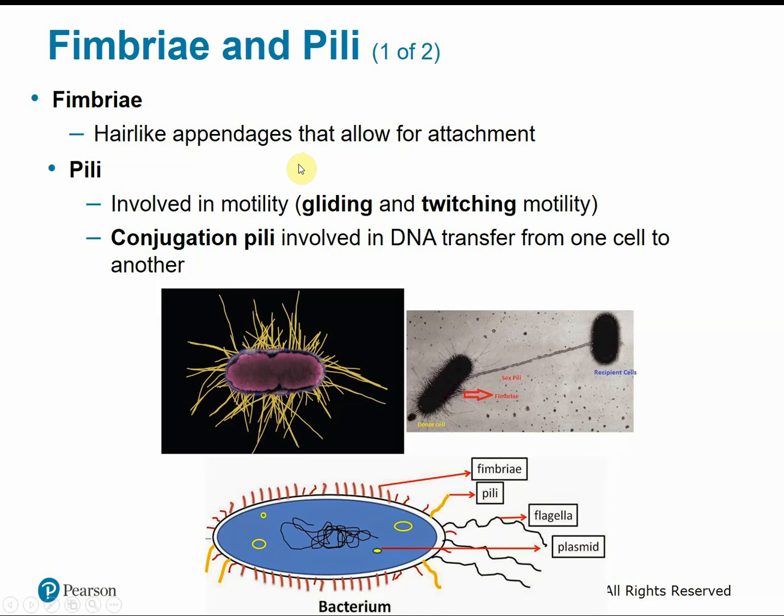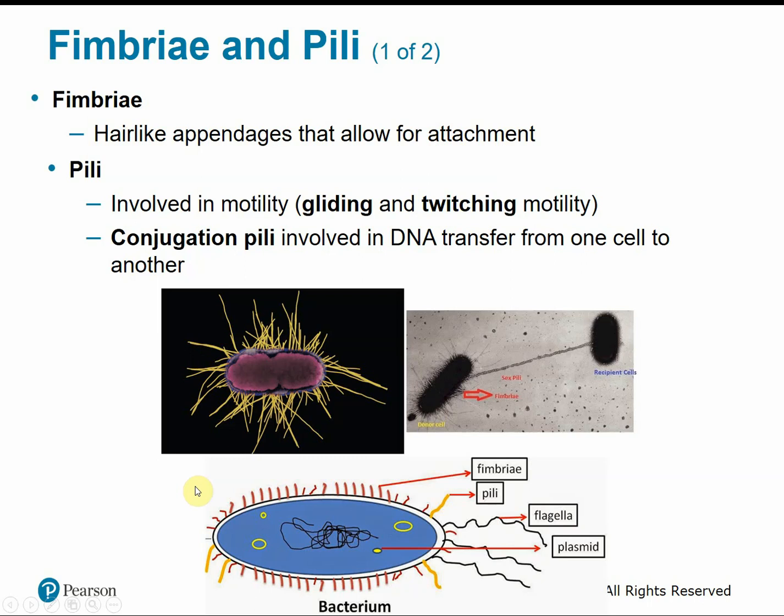Fimbriae and pili are some other cellular extensions of prokaryotes. Fimbriae are the longer hair-like appendages that allow for attachment. So they make the cell more spiky. Think of those little spiky balls that stick to your pants leg. These help with attachment to form biofilms attached to other surfaces.